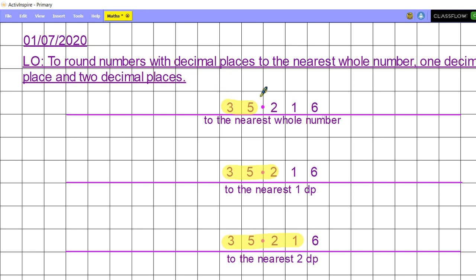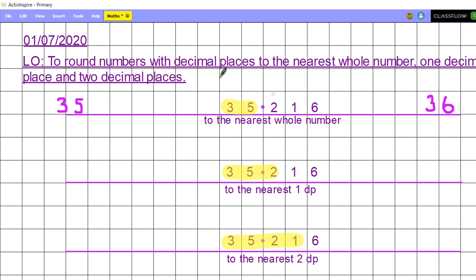35.216. So we're going to round it to the nearest whole number. So that means anything in front of the decimal place stays the same. So here I have got at my lowest number 35. Okay. And what is 1 whole number more than 35? I'm going to add 1 more, and that will give me 36. Okay. So now I've got 35 and 36.